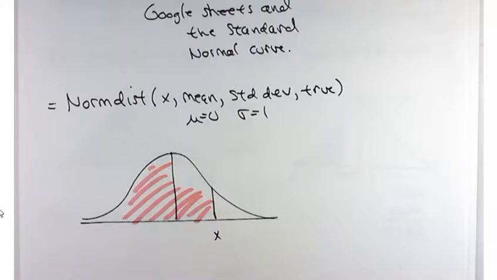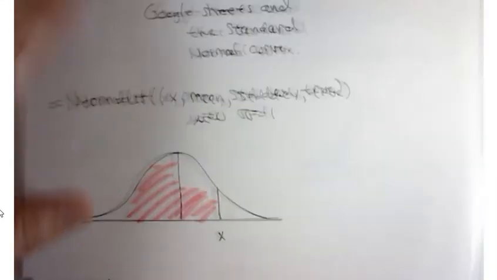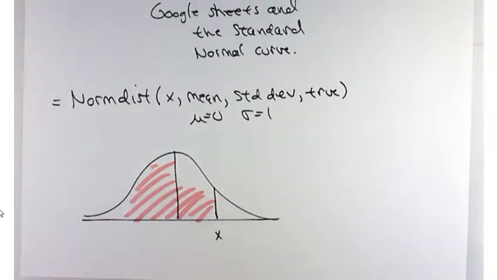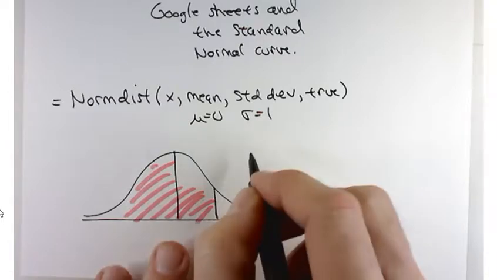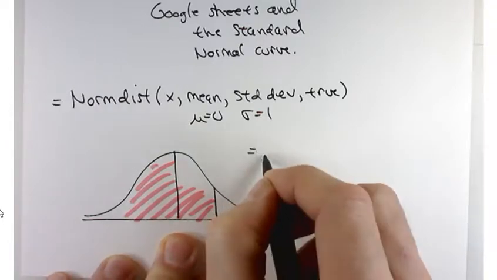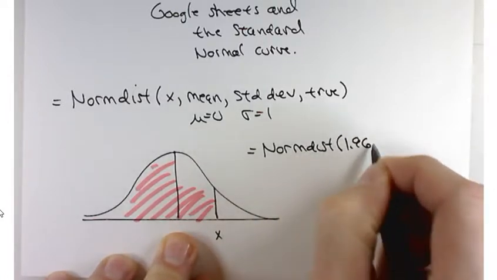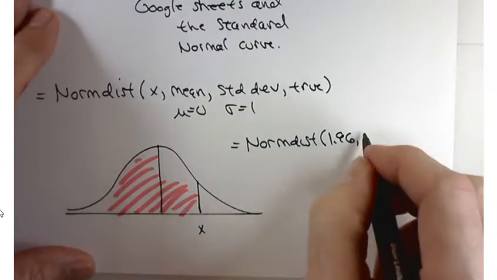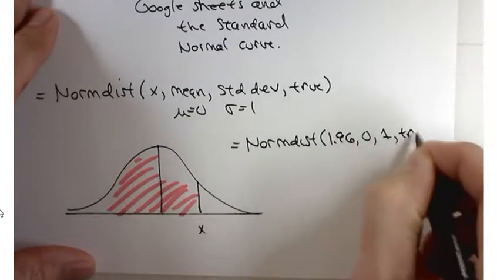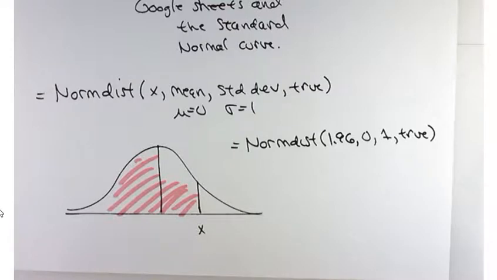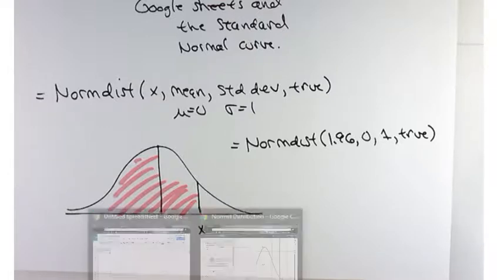So one of the ones that we did earlier was to try and find the area to the left of 1.96 underneath the standard normal curve. So to get that here, I would type in NORM.DIST of 1.96. Standard normal curve has a mean of 0 and a standard deviation of 1, and that would be a true. Let's see how that works. So give you a second to copy that down. NORM.DIST of 1.96, comma 0, comma 1, comma true.